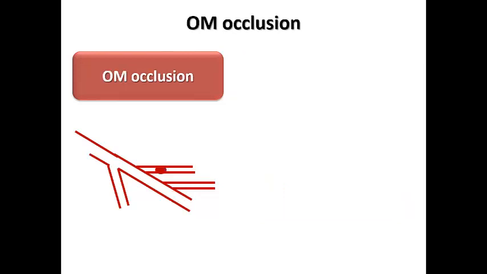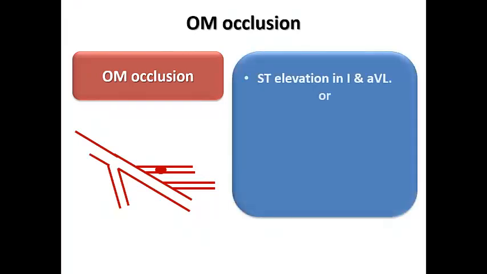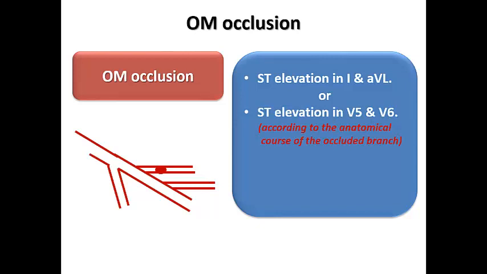And if there is distal LCX occlusion, the ST elevation involves just 2 of them, and the reciprocal ST depression occurs in the inferior leads in case of elevation in I and aVL. When there is isolated occlusion in the OM branch of the LCX, the most common presentation is ST elevation in I and aVL or ST elevation in V5, V6, and this depends on the anatomical course of the occluded branch. Whether it results in I and aVL ST elevation or V5 and V6 ST elevation is according to which branch is occluded and what its course is, and of course reciprocal depression as well in the inferior leads if the elevation was in I and aVL.